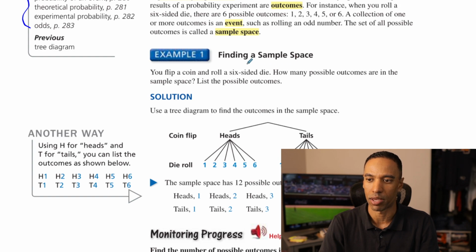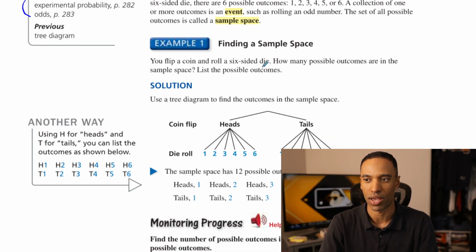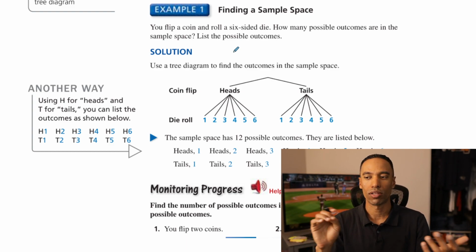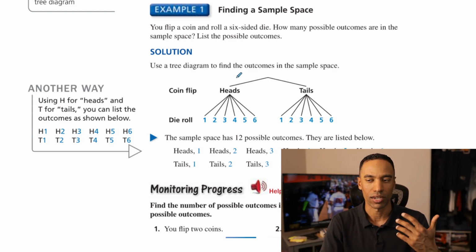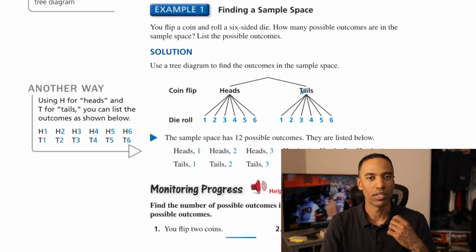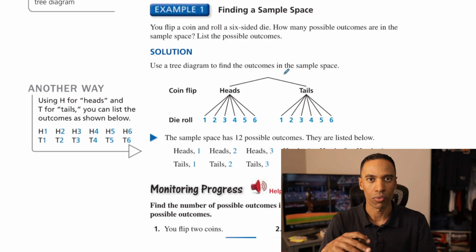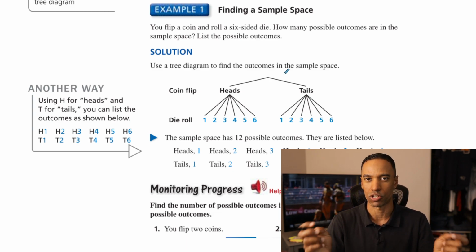How many possible outcomes are there in the sample space? List the possible outcomes. So the sample space here is saying, well, if I flip a coin, I can land on either heads or tails. I can roll a die. I can either get 1, 2, 3, 4, 5, and 6. But because you're going to do both, they want to know what different things are possible.